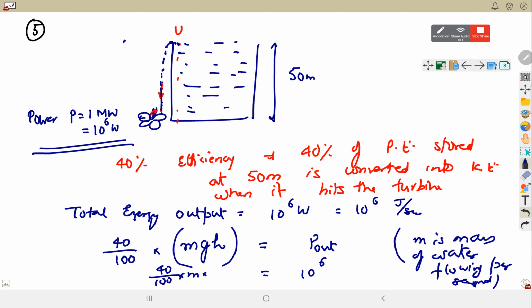We have to calculate m, and we take g as 10. h is 50. Simply solve this for m.